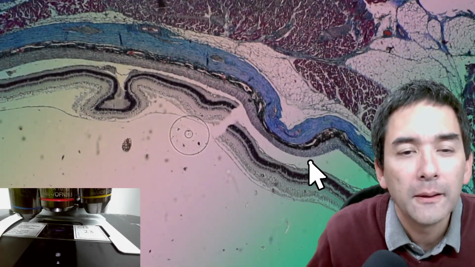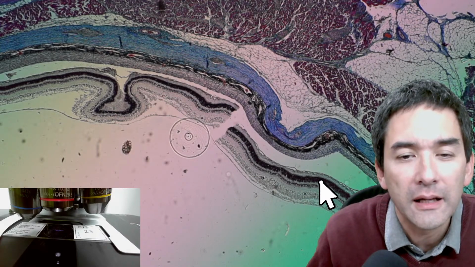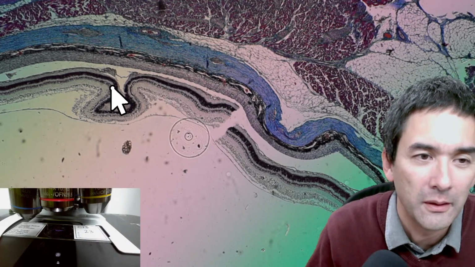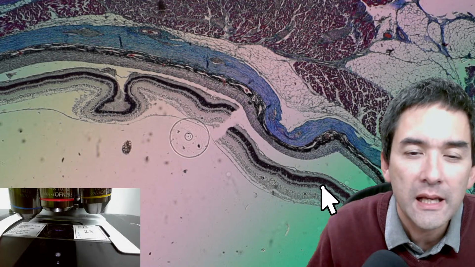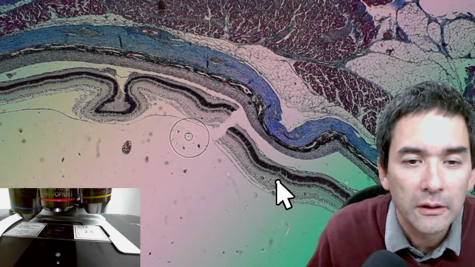Okay, and you also see over here that there is a dark layer, and again, correct me if I'm wrong, maybe some of you know. This seems to be the layer called the choroid, which is a darkly pigmented layer which reduces internal light reflection.